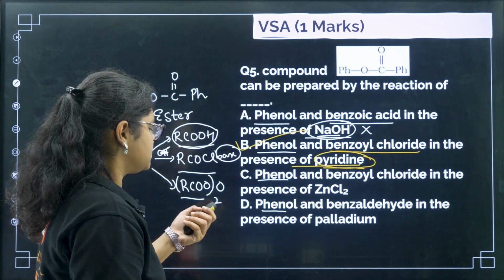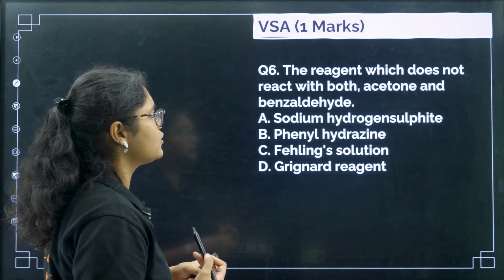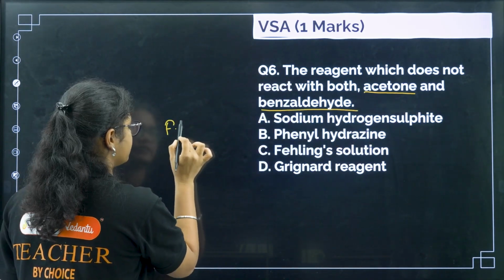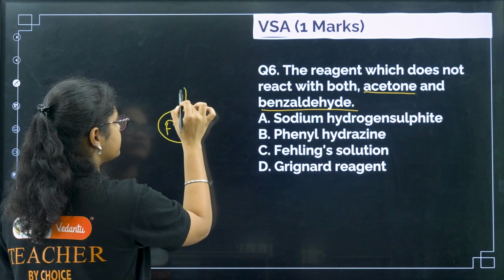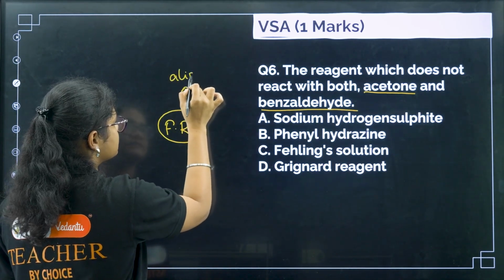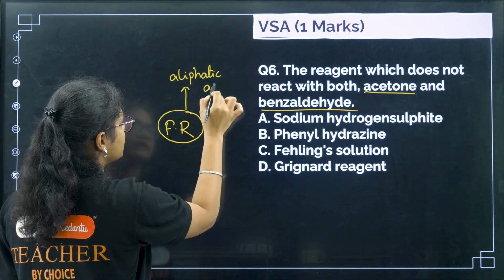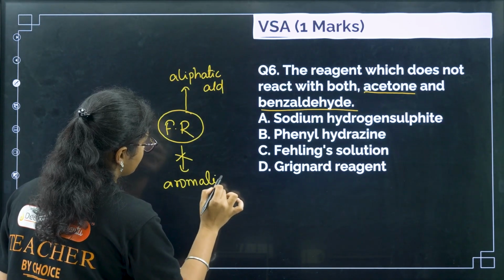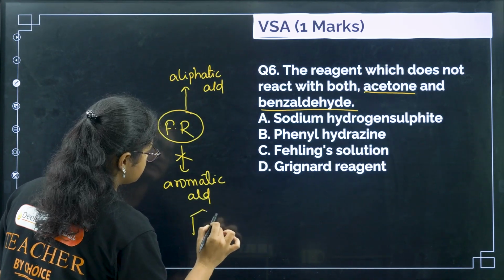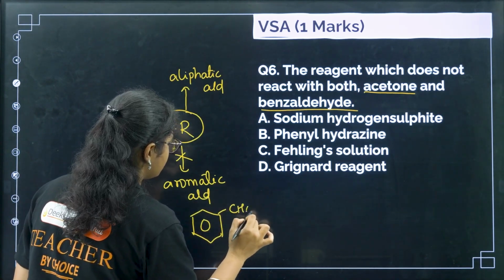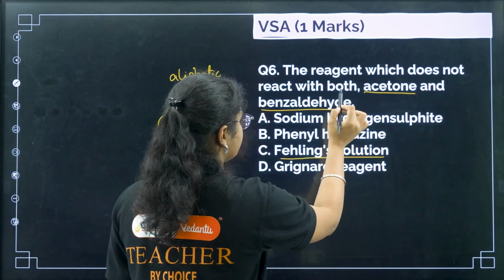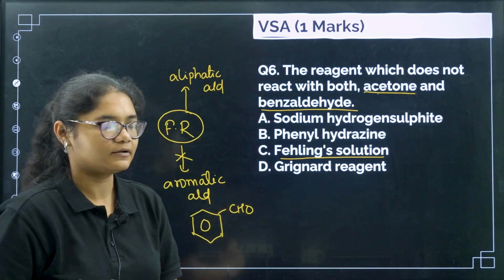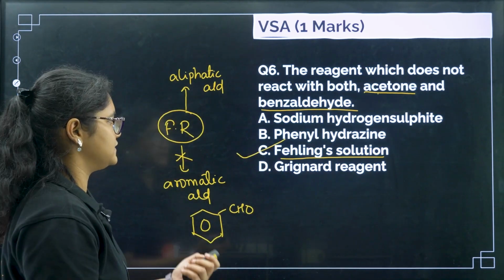Next question, the reagent which does not react with both acetone and benzaldehyde. If you know Fehling's reagent, Fehling's reagent gives a test only for aliphatic aldehydes. It reacts with aliphatic aldehydes and does not react with aromatic aldehydes. So benzaldehyde, which is given in the question, is an aromatic aldehyde, so that will not react, and acetone will not react because it is a ketone. So the correct answer is option C here.